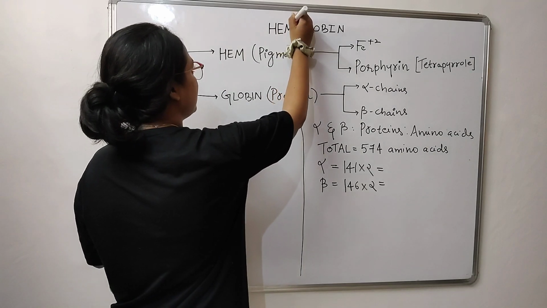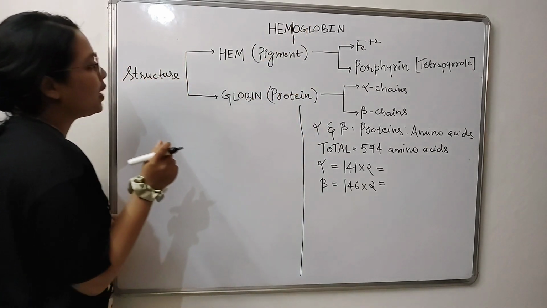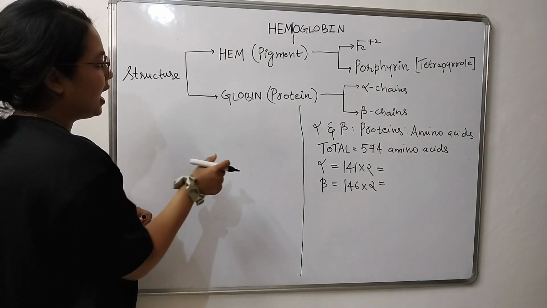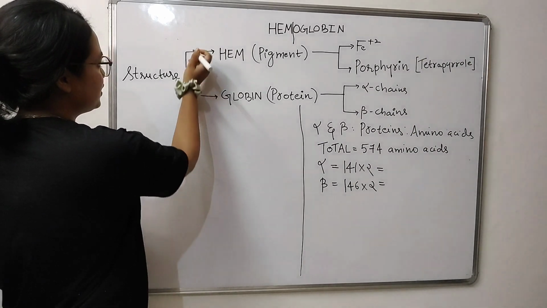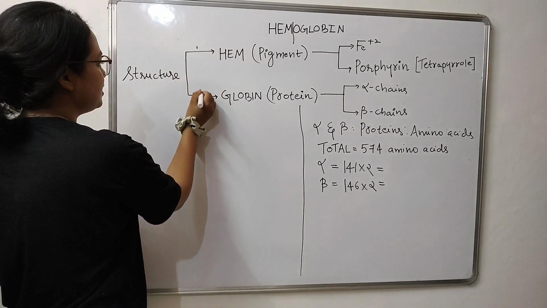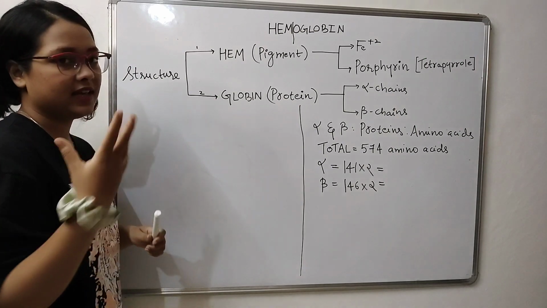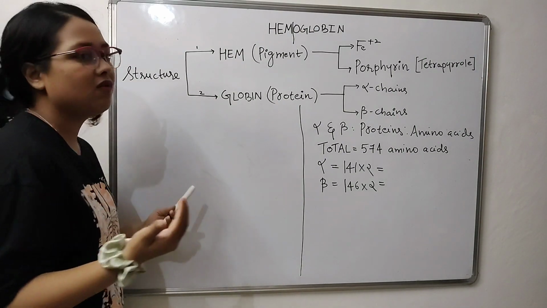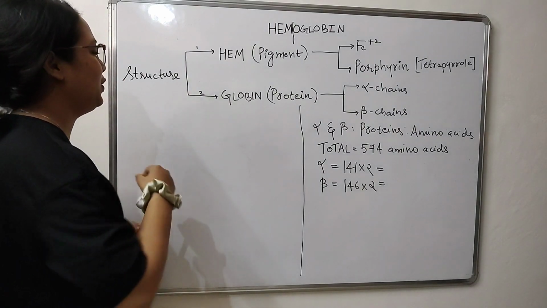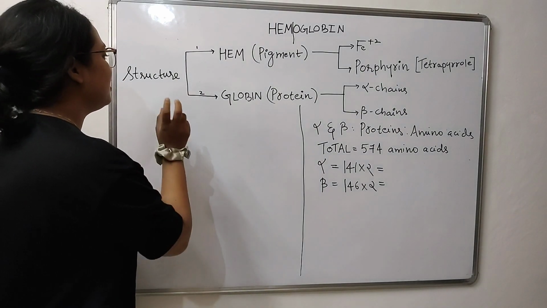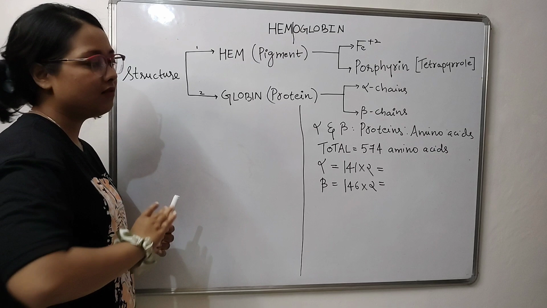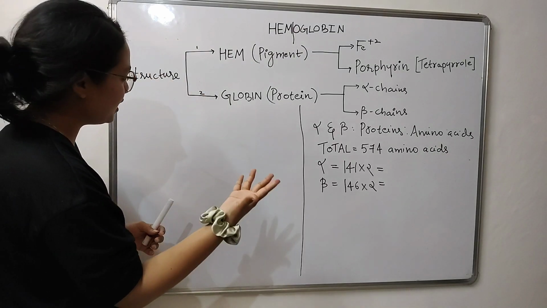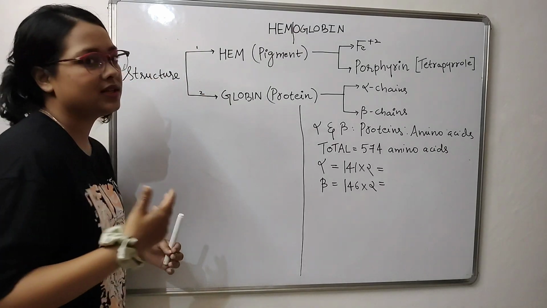So I'm basically breaking it over here. I have the heme part and then I have the globin part. This is the first part and this is the second one. I have heme and then I have globin. You club them together, you will obviously get hemoglobin, right? Now let's look at the individual sections. First we will look at what is heme, and then we will look at what is globin.